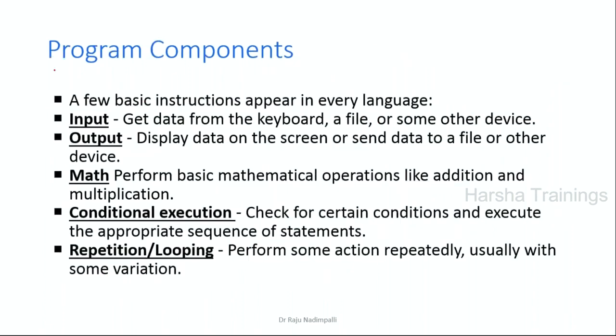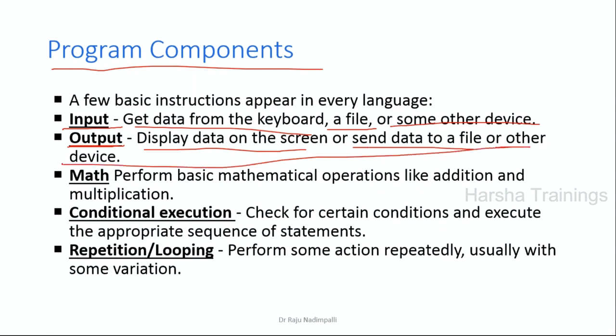Now every program needs some set of components. As I already told you, the first one is inputs: get the data from the keyboard, or from a file, or from secondary devices. Then every program should produce an outcome, which is also called output. That output I will display on the screen, or send to a file, or store for further purposes, mostly on hard drives or secondary drives.